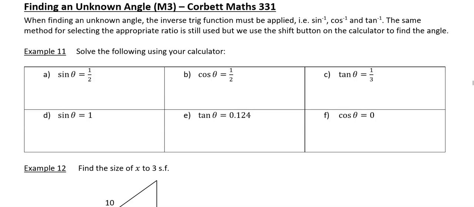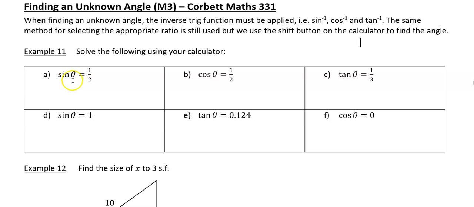So sine to the minus 1, how you get it on your calculator is shift and sine, cos to the minus 1, shift and cos, tan to the minus 1, shift and tan. So we're going to look at how we solve these equations. Now I like to think about mathematics as being nothing more than order and opposite. So if you know what something is doing and then what its opposite is, then you can solve any equation.